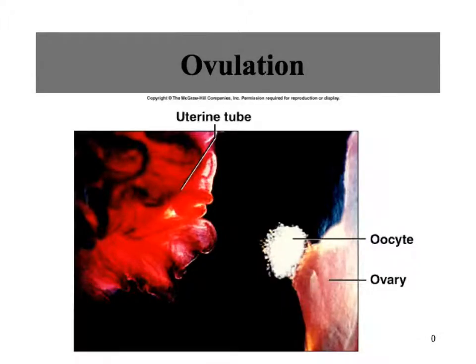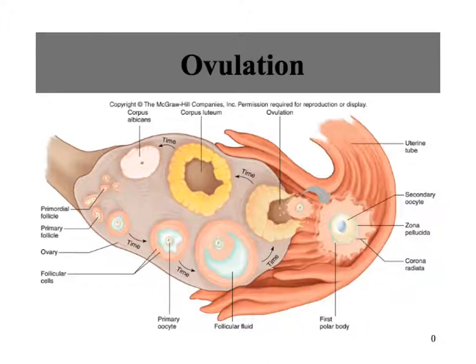The cortical regions of the ovary, under the presence of FSH, or follicle-stimulating hormone, and also luteinizing hormone, will cause a rupture of that membrane, releasing that oocyte, and it's ready to be captured by the uterine tube, the fimbriae.